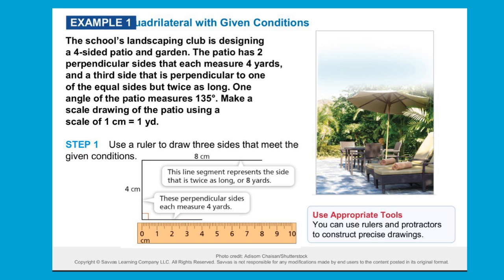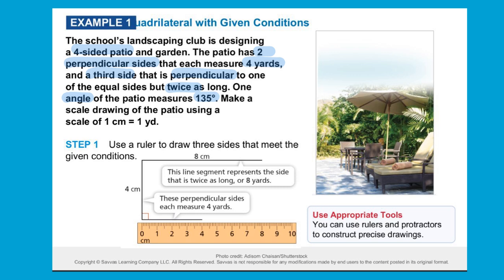This is example 1 on page 438, and it says a school's landscaping club is designing a 4-sided patio and garden. The patio has 2 perpendicular sides that each measure 4 yards, and a third side that is perpendicular to one of the equal sides but is twice as long. One angle of the patio measures 135 degrees. Make a scale drawing of the patio using a scale of 1 centimeter to 1 yard.